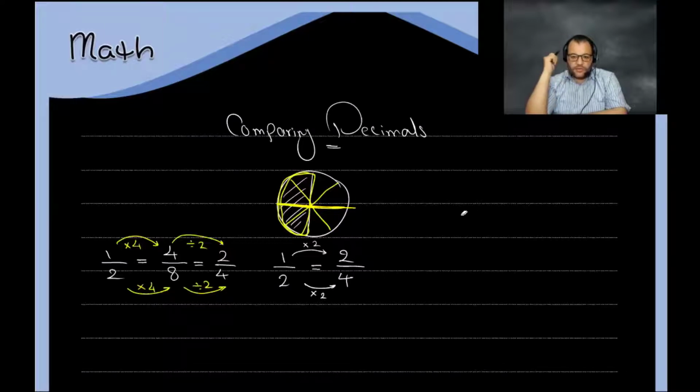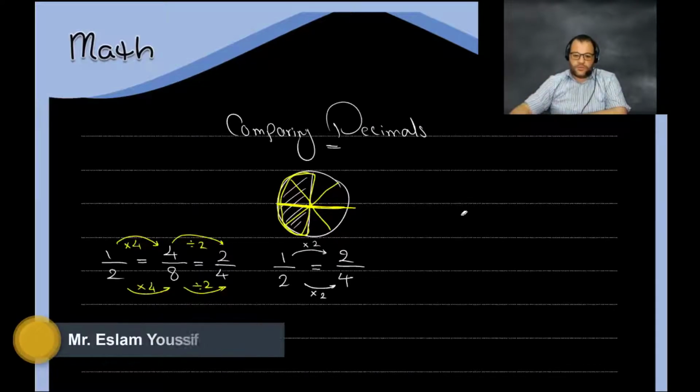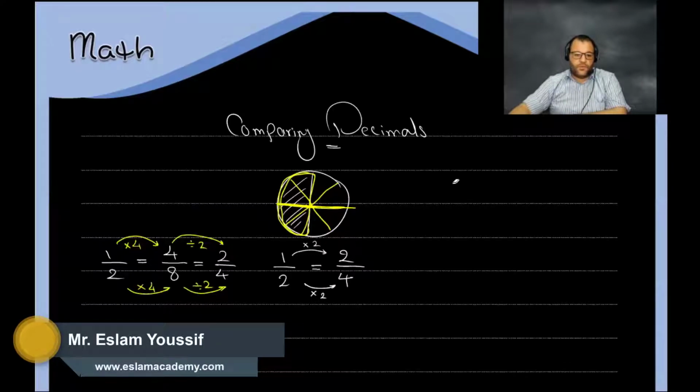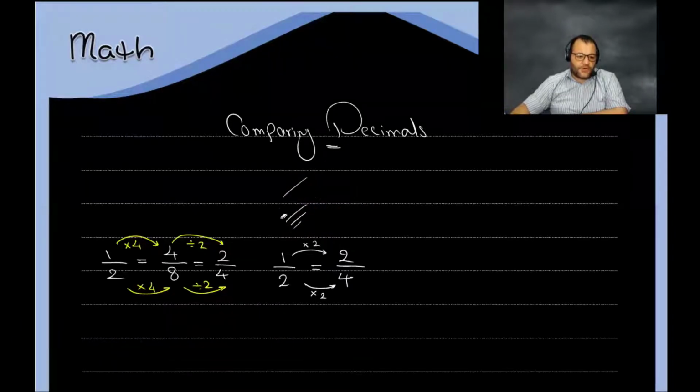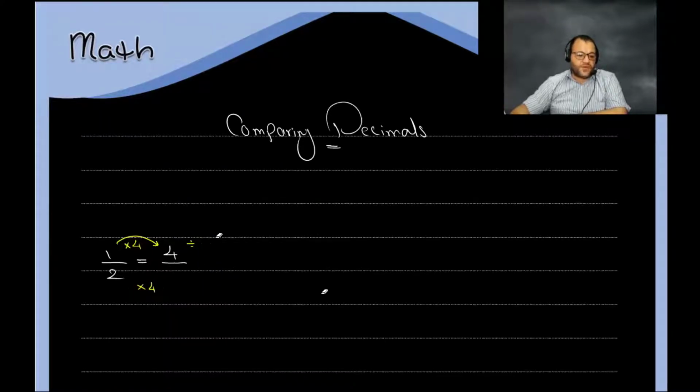What is the question? No questions. Again for this question, we have a formula for the fraction. What is the formula for the fraction? If you multiply the numerator and denominator by the same number, you will find the same value of the fraction.